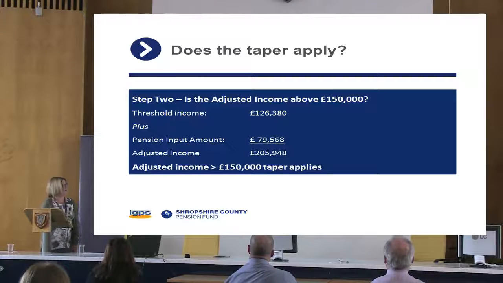Is the adjusted income over the £150,000? Well, we take the threshold income which we just worked out, plus the pension growth, which was £79,568, and that person's adjusted income is then £205,948. So that is over the £150,000, so the taper applies. Now, if that person didn't have that bigger growth, they might have been underneath, so then that's it, they're not affected by the taper and they would have the standard £40,000 annual allowance limit.